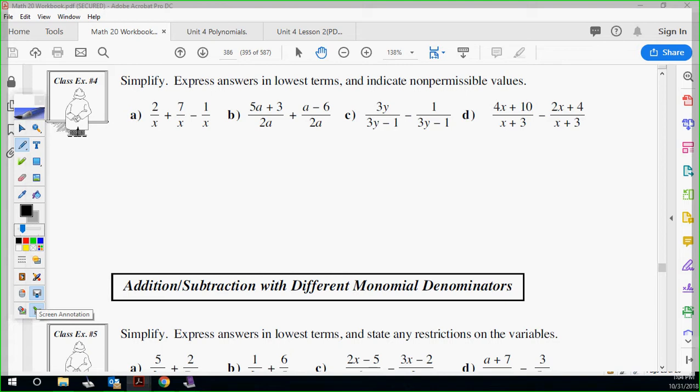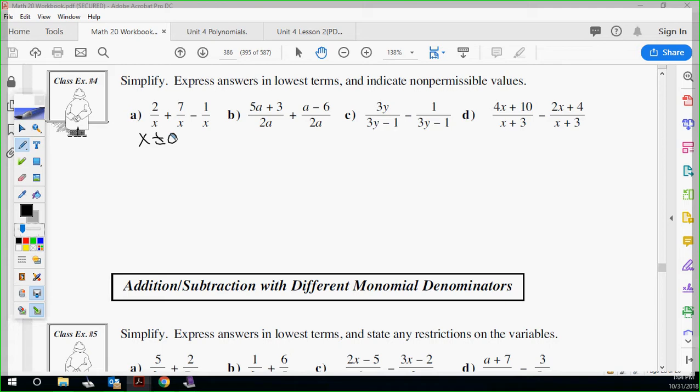We have things we can't have. Okay. So remember, whenever your trigger goes off, okay, I got an x in the bottom, that means there's a chance there could be a non-permissible. So we want to watch out for those. So for example, a is non-permissible is what? 0, yeah, x can't be 0. Let's just do these first.